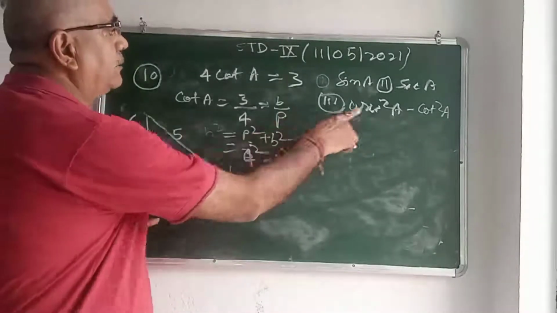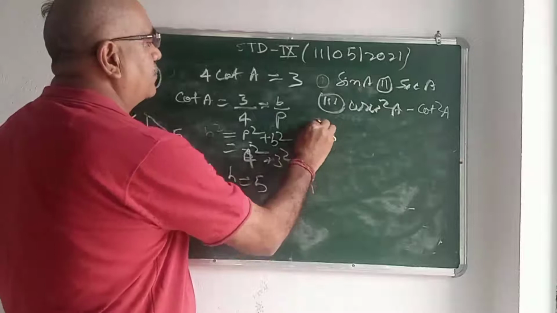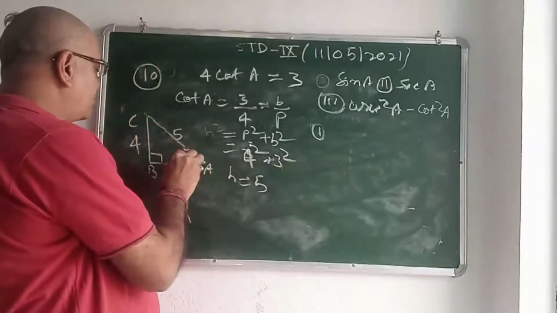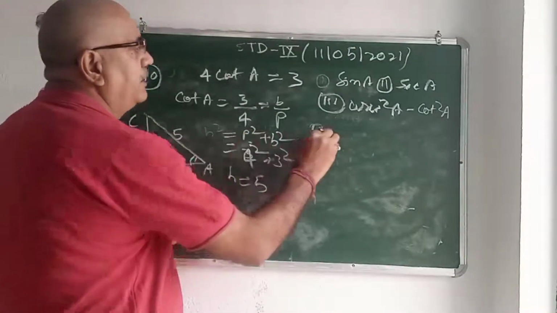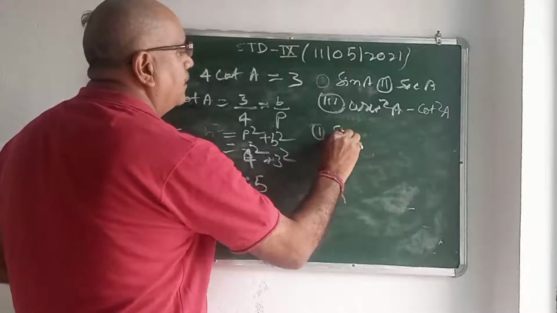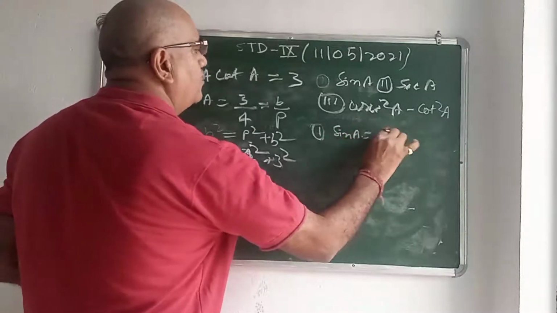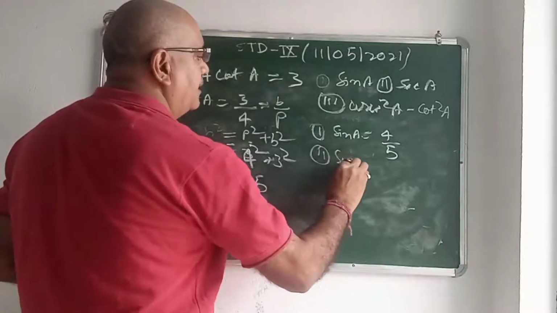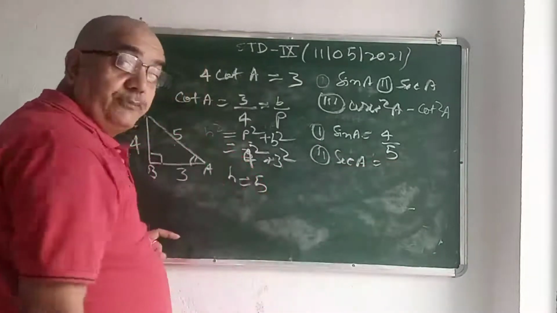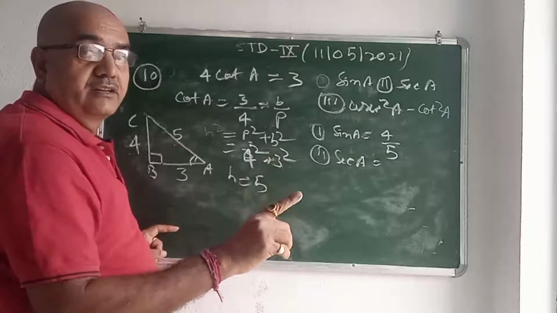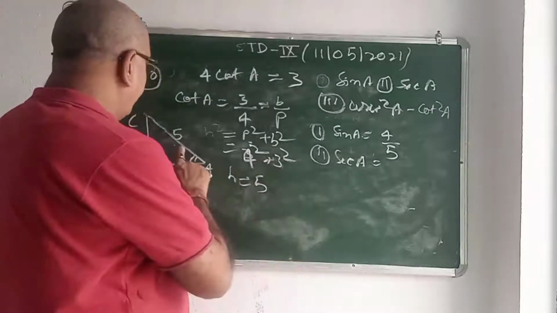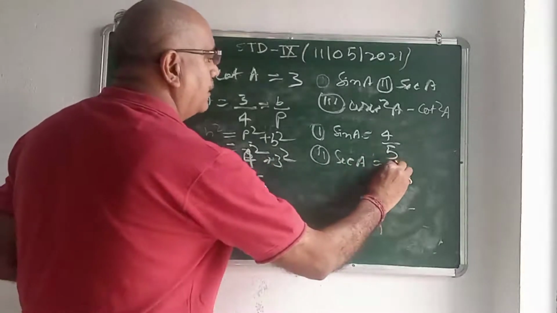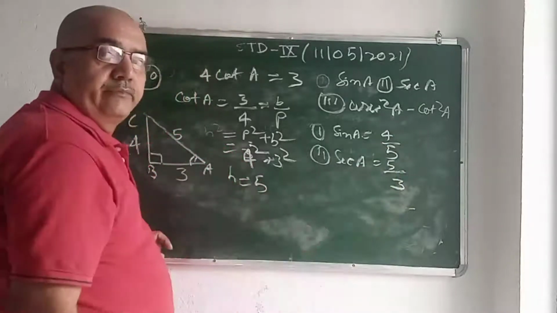Now put this value here. Sin A, first question. Sin A is equal to P by H, means sin A is equal to 4 by 5. Second, sec A. Sec A is equal to H by B, reverse of cos. So H by B, H is 5, B is 3.